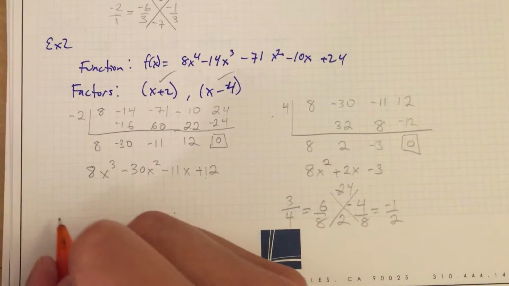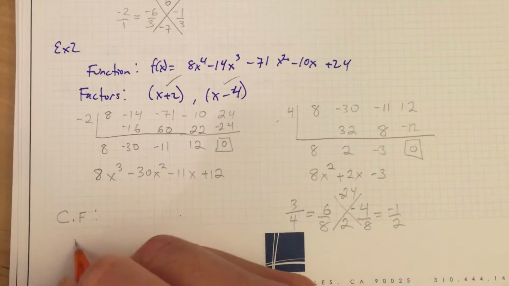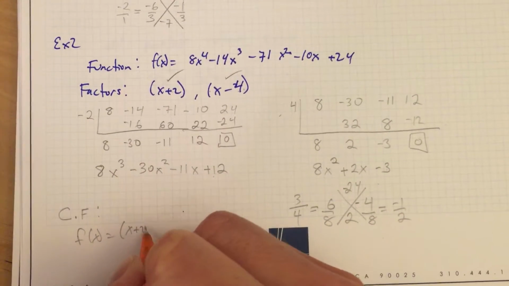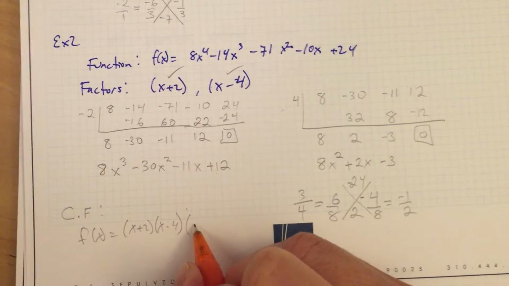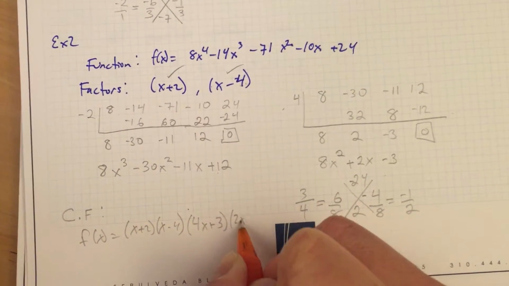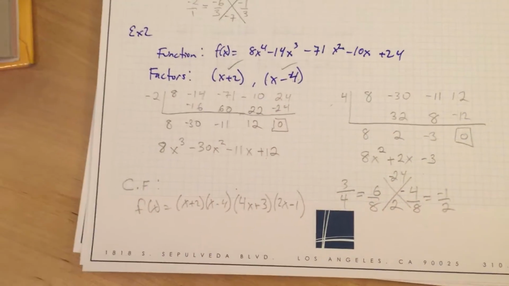So the complete factorization, I call it CF, right, of f of x, right? This will be f of x is equal to, use your original factors, x plus 2, x minus 4. Then we're going to use our new factors. So 4x plus 3 and 2x minus 1. So that's our complete factorization.